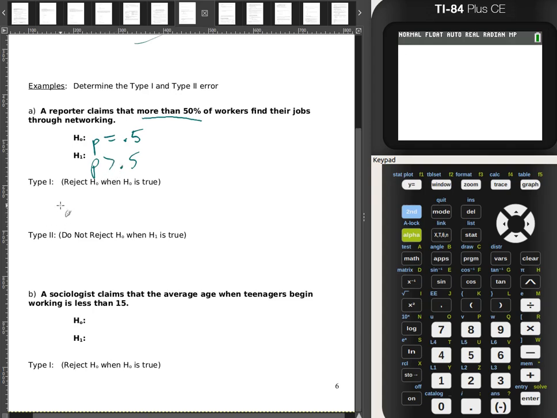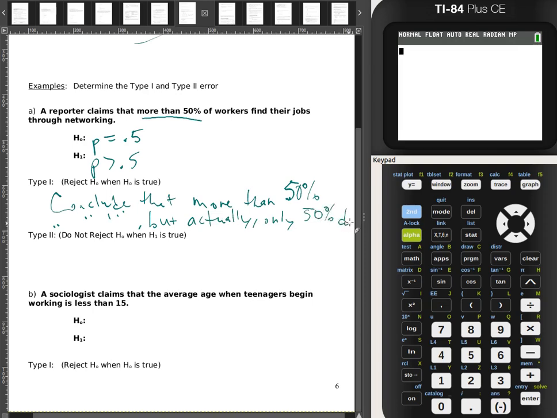So for type 1, what we'd be saying is we would conclude in this case that actually more than 50% of workers find their jobs through networking, but actually only 50% do. So it's not more, it's actually only 50% in reality, but we rejected that and went with the alternative hypothesis.